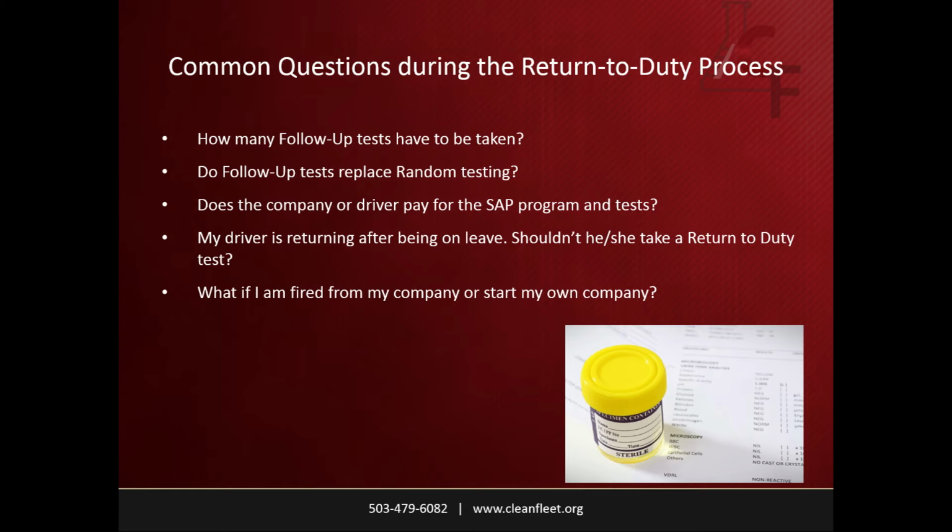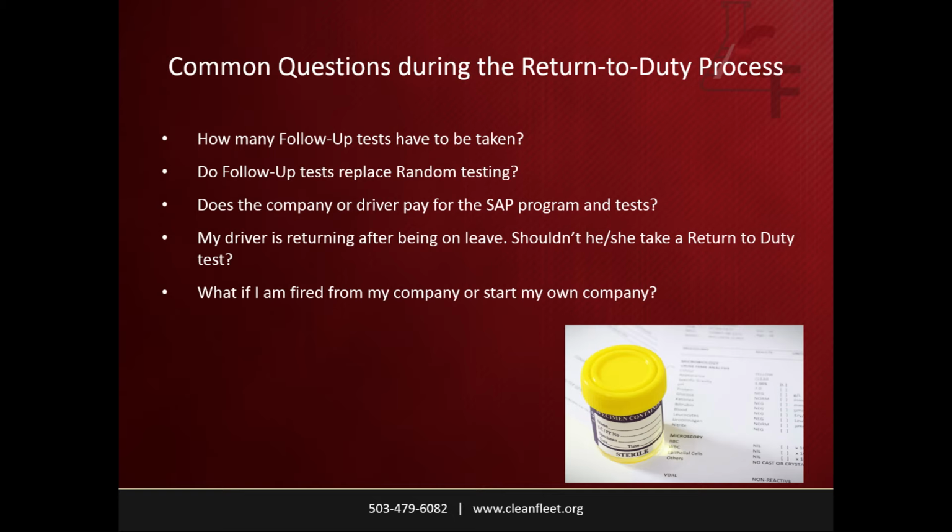Moving on, there are other common questions regarding the return to duty process I'm going to cover here real quickly. How many follow-up tests have to be taken? The DOT requires the SAP to schedule a minimum of 6 tests over a 12-month period, but the process may continue for up to 5 years. Like the return to duty test, each of the follow-up tests must be taken under direct observation.